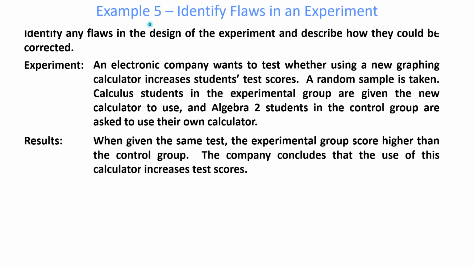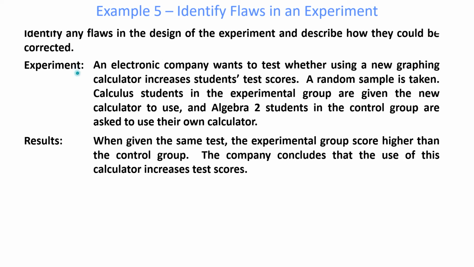Now for example 5, we want to identify any flaws in the design of the experiment and describe how they could be corrected. Now to avoid introducing bias in experiments, the experimental and control groups should be randomly selected and the experiment should be designed so that everything about the 2 groups is alike except for the treatment or procedure.